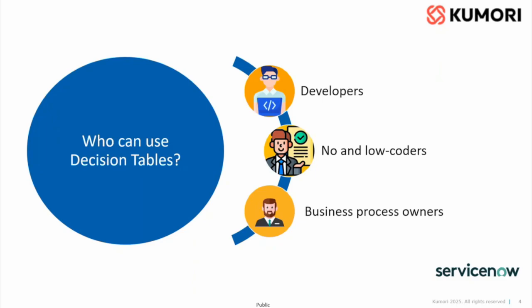For business process owners, it's a different picture. They don't have the technical knowledge, but they know the process. They know how to drive the conditions. That's where the Excel export and maintaining that data outside of ServiceNow comes into the picture. So decision tables target all 3 kinds of persona.